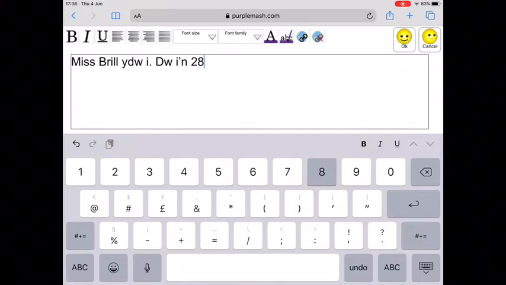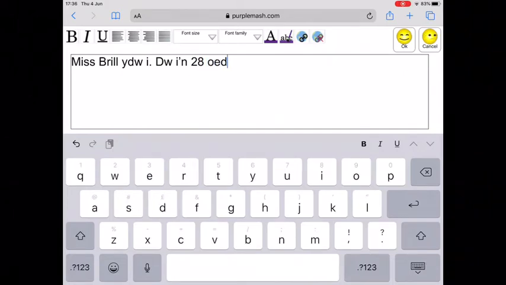Dwi'n 28 oed. I'm 28 years old. Oh, I forgot my capital. Dwi'n byw yn Blackwood. And then a full stop at the end of your sentence. What comes next?